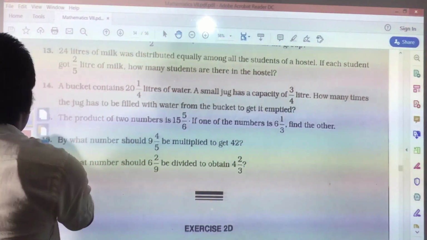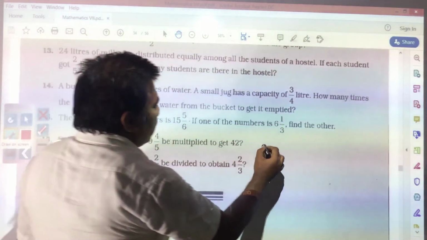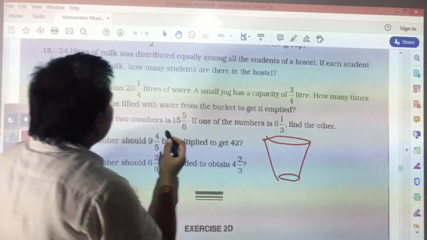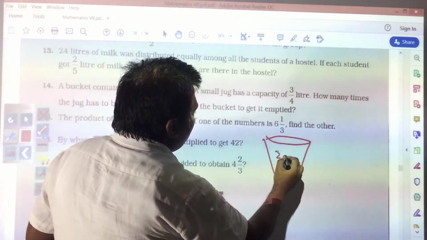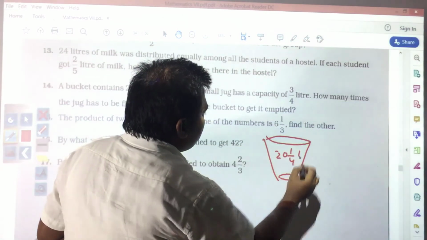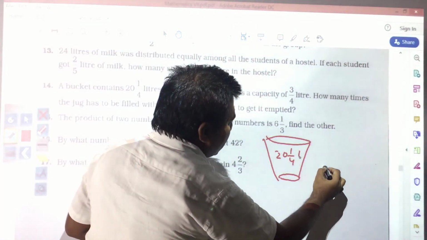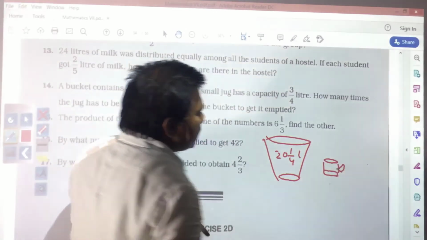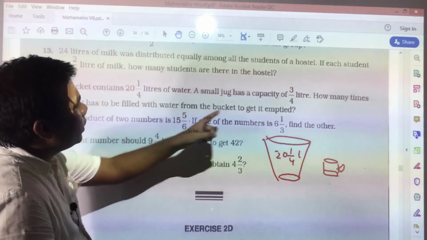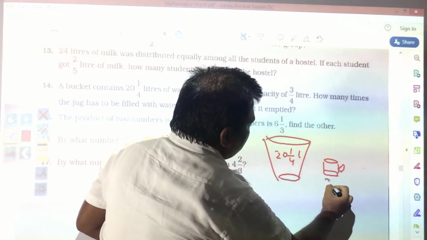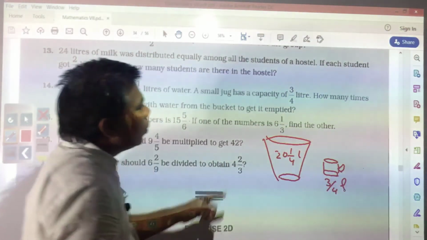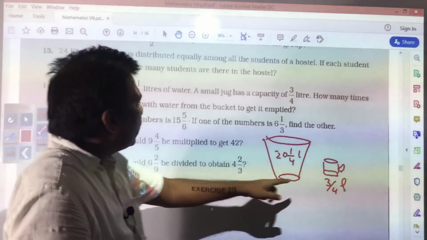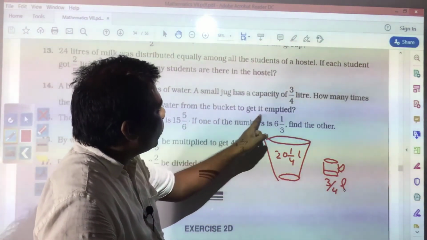So, suppose this is your bucket, and this contains how much? 20 whole 1 by 4 liters, and you have one small jug, suppose like this. So, this jug contains how much? 3 by 4 liters, 3 by 4 liters. So, how many times the jug has to be filled with water from the bucket to get it emptied?